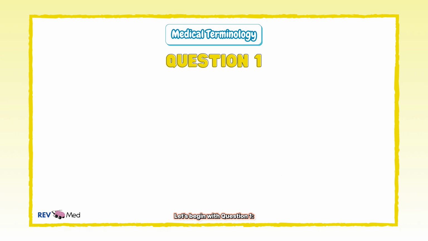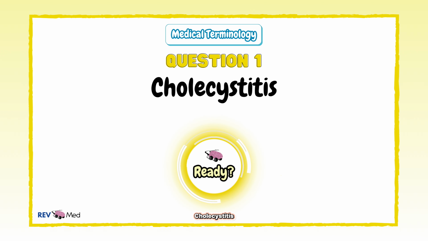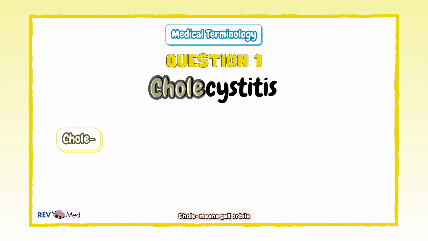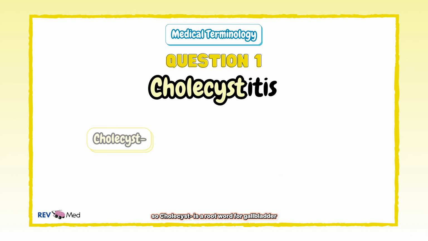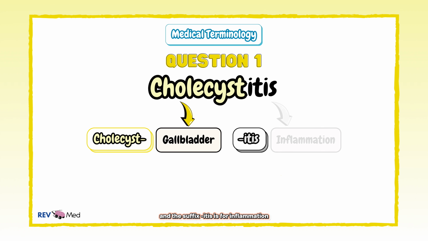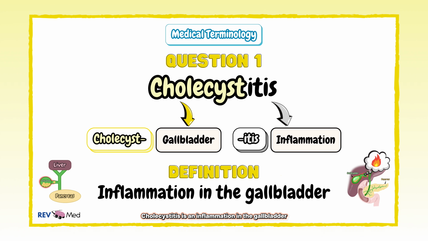Let's begin with question 1. Cholecystitis. You got 10 seconds. This is good practice. Chole means gall or bile. Cyst is for bladder. So cholecyst is a root word for gallbladder. And the suffix itis is for inflammation. Cholecystitis is an inflammation in the gallbladder.